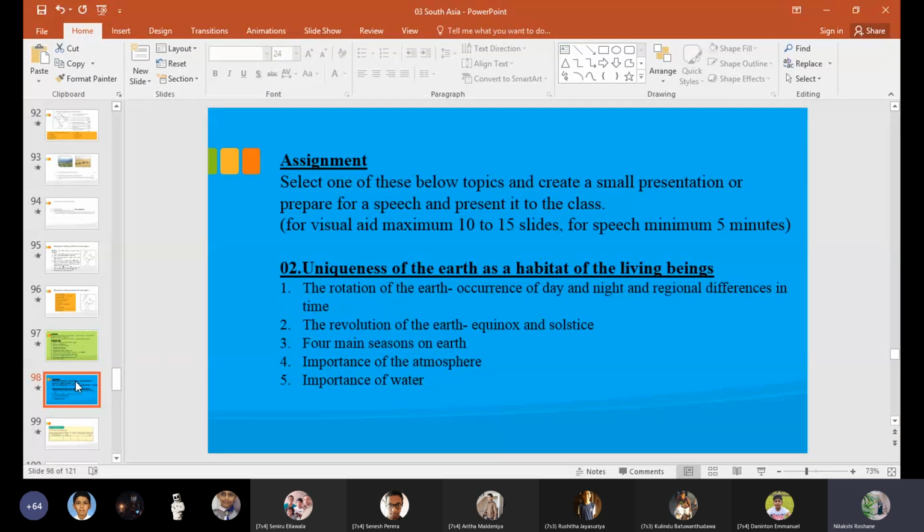These are the topics that you have. The rotation of the earth, occurrence of day and night, and regional differences in time. Second, the revolution of the earth, equinoxes and solstice. Third, four main seasons on earth. Fourth, importance of the atmosphere. And fifth, the importance of water. So these are the topics that you can do this small presentation on. Please select from these topics.